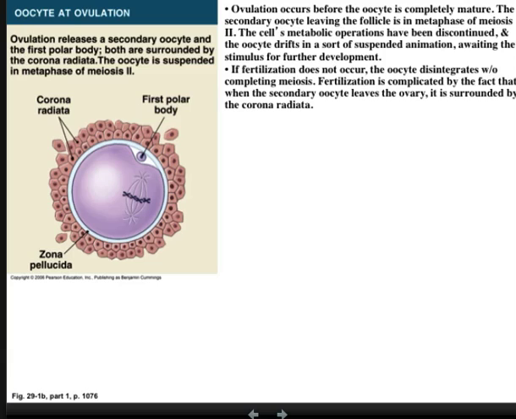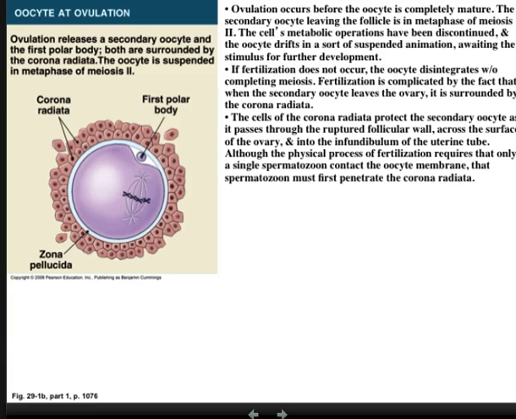Fertilization is complicated by the fact that when the secondary oocyte leaves the ovary, it's surrounded by this corona radiata, this outer layer of cells here, you can see. And you might think, well, what good are these cells? What are they doing for the egg? They're protecting the egg from the female's own immune system. They serve as a sort of cloak. And because the egg is genetically distinct from the female that produces it, this allows the egg to escape detection and make its way down the oviduct without being attacked. So the cells of the corona radiata protect the secondary oocyte as it passes through the ruptured follicular wall across the surface of the ovary and into the infundibulum of the fallopian tube.